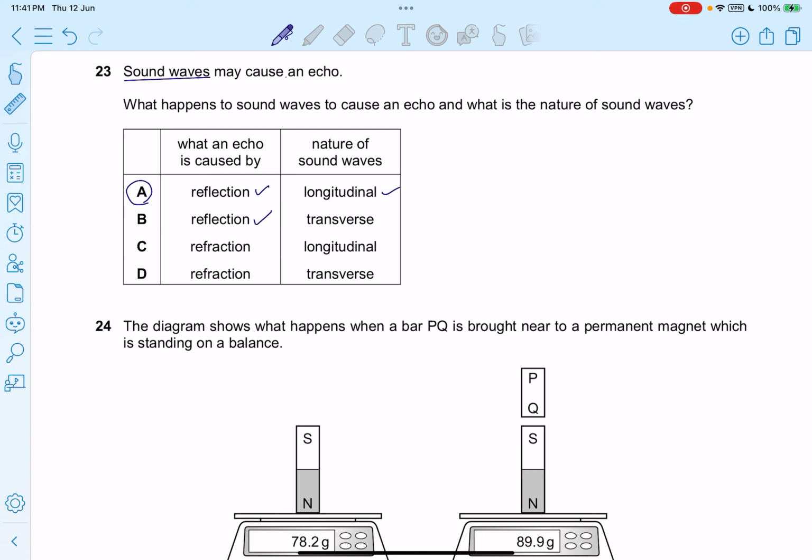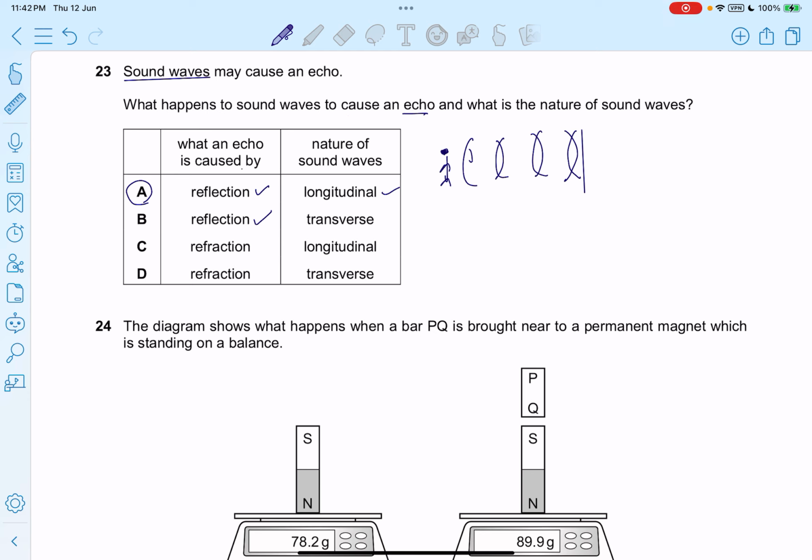23. Sound waves may cause an echo. What happens to sound waves to cause an echo, and what is the nature of the sound waves? So sound waves get reflected to cause an echo. When someone screams at a wall, the initial waves go like this, and then it hits the wall and comes back like this, which causes an echo.